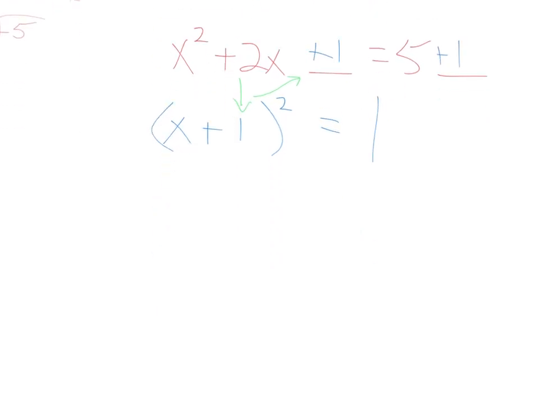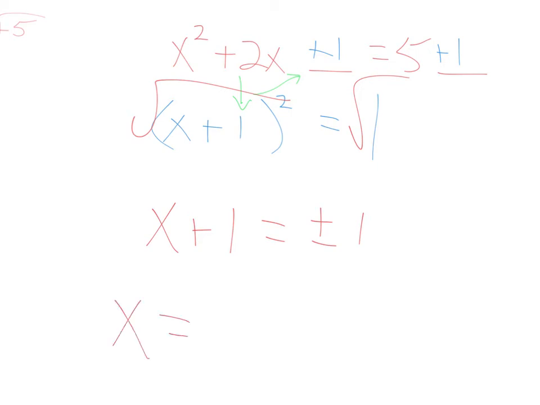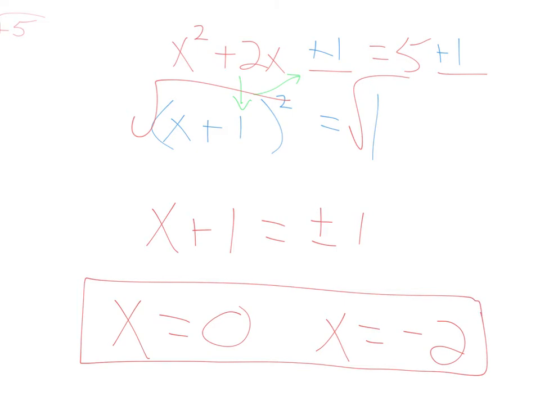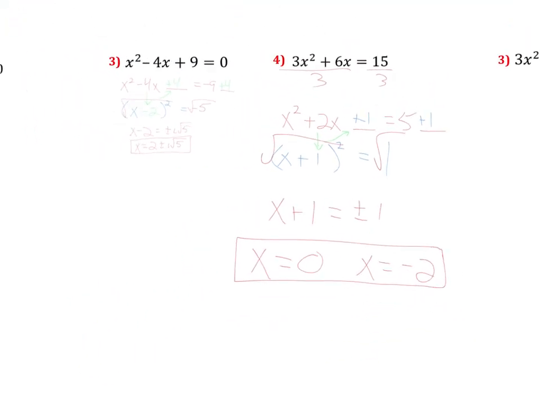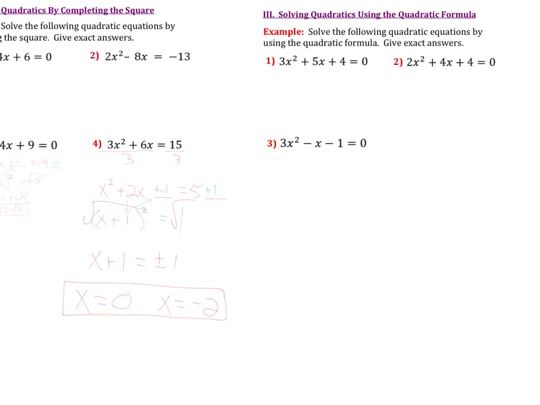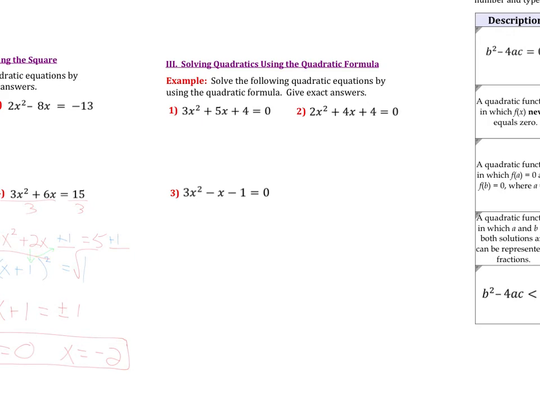So I've got (x + 1) quantity squared equals 1. And you know the drill from here, square root each side. x + 1 equals plus or minus 1. Therefore, x equals 0, or x equals -2. So again, completing the square still works the same way. You might get an i along the way now. It's the only difference.